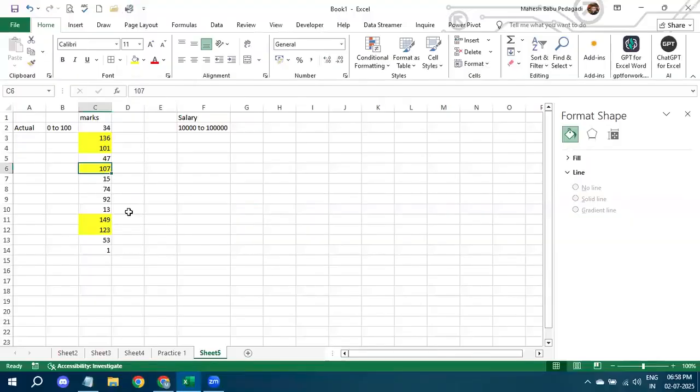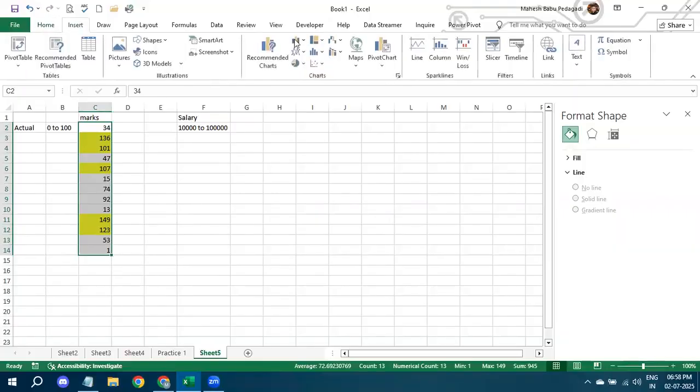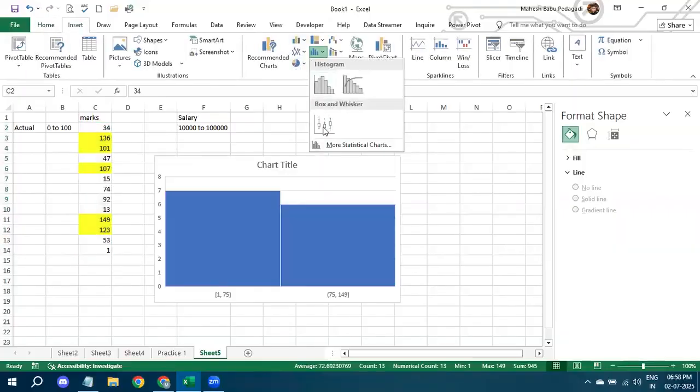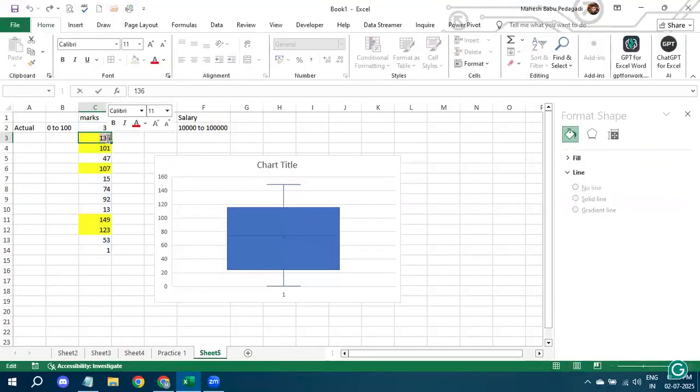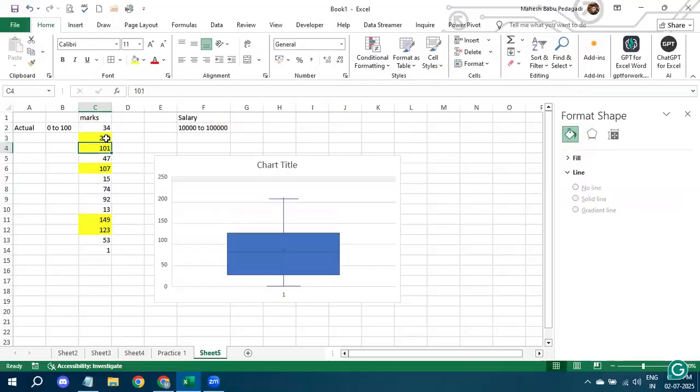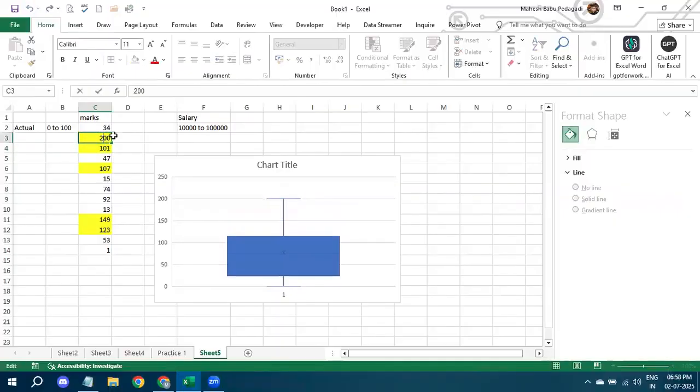Clear now? How can we say how many outliers there are? When you have a large amount of data, I will go to Insert and use the box plot. For example, there is a value of 200 here, and it is taking a certain range of values.